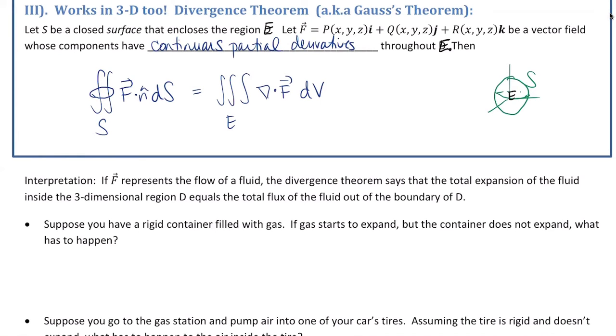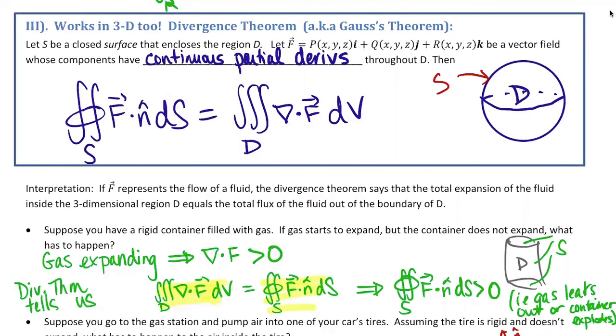And really that's what's being represented here in this divergence theorem, it's connecting what's happening on the interior with what happens along the boundary. The gas expanding would mean you have positive divergence. If the divergence is positive, then that means that this triple integral will end up being positive, which means that the net outward flux has to be positive. So the gas either has to leak or the container has to explode. So it's really like a conservation of mass idea here, in the sense that whatever is happening on the inside is going to affect what's crossing the boundary.